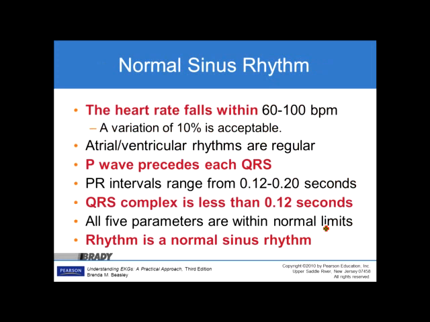Normal sinus rhythm still. The heart rate falls within 60 to 100 beats per minute. A variation of 10% is acceptable. Atrioventricular rhythms are regular. The P wave precedes each QRS. The PR interval ranges from 0.12 to 0.20 seconds, and I told you in a previous slide set that the PR interval should be no more than 0.20 or 5 boxes. The QRS complex is less than 0.12 or 3 small boxes, and all 5 parameters are within normal limits. The rhythm is normal sinus rhythm.